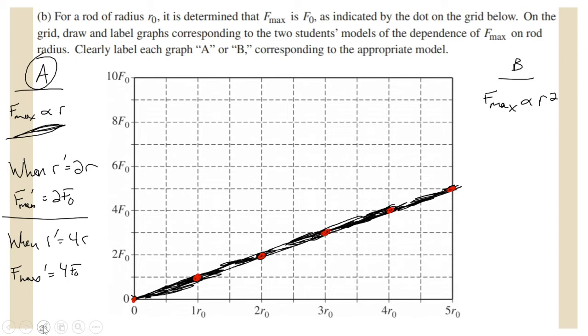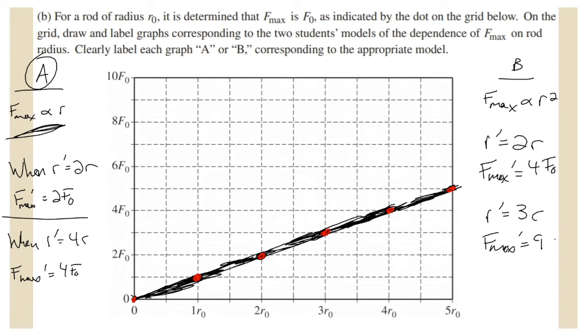Now, student B says something entirely different. Student B says F max is proportional to R squared. So that means when R doubles, so R prime is equal to 2R, F max prime is going to be equal to 4F naught, and so on. It's always going to go with the square. When R triples, so when R prime is equal to 3R, that means F max prime is going to be equal to 9F naught, and so on.